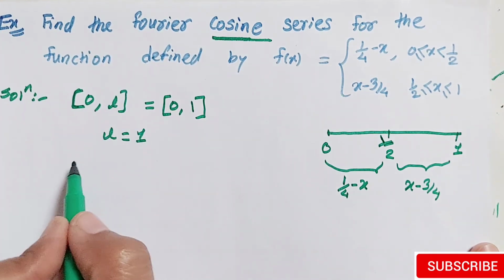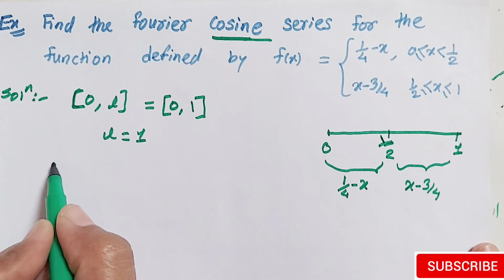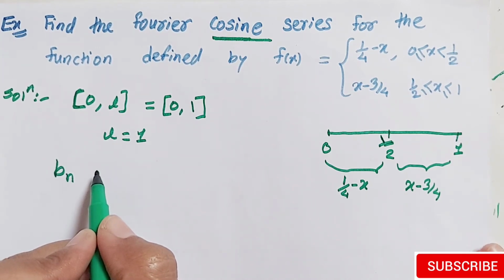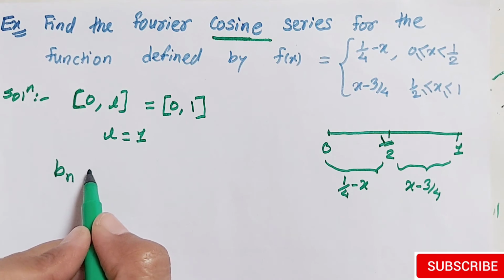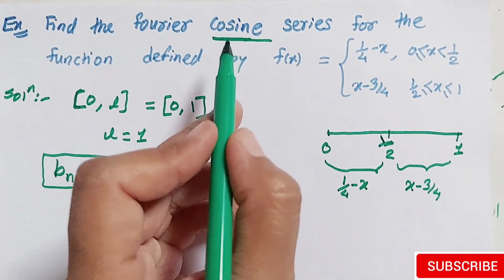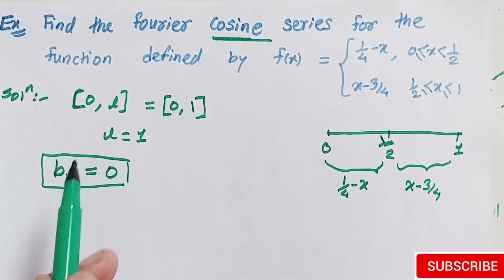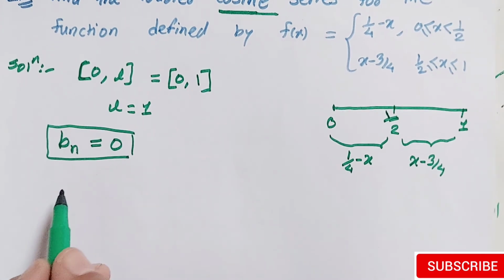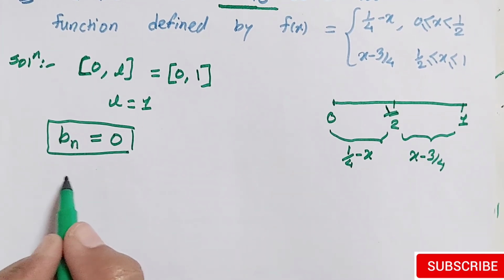So when we are discussing the cosine series, it contains only cos, and at that time the coefficient of sine is 0, that is, bn equals 0 in the cosine series. So when we discuss the cosine series, the value of bn is directly 0. Then we just have to find the values of a0 and an.